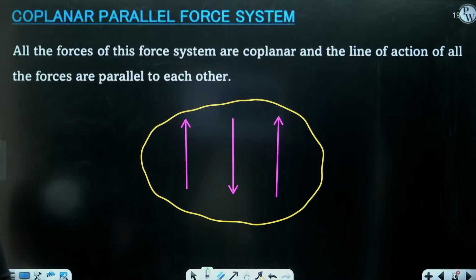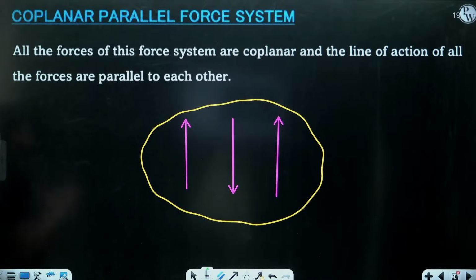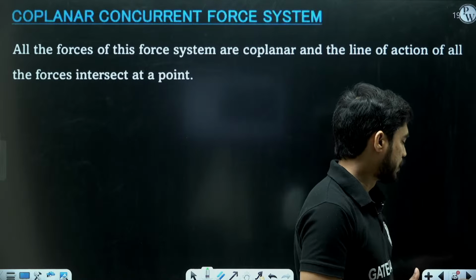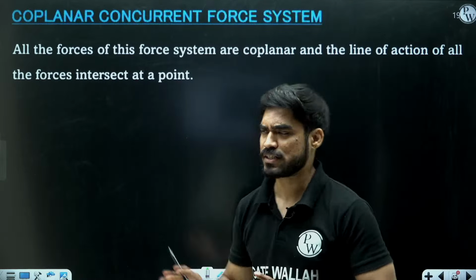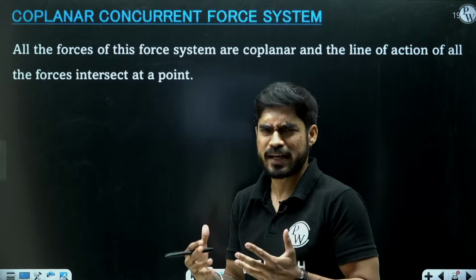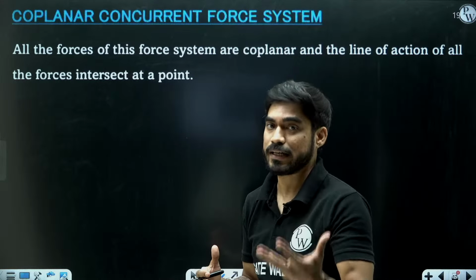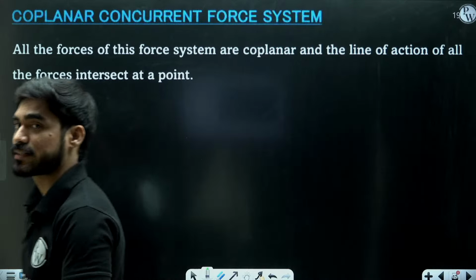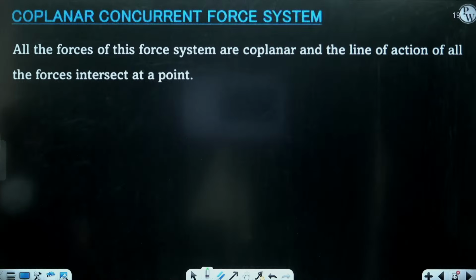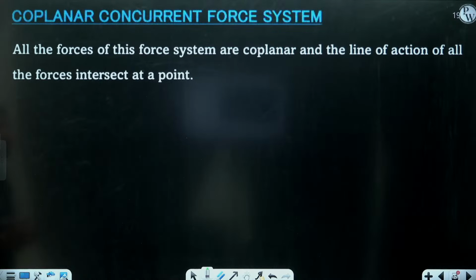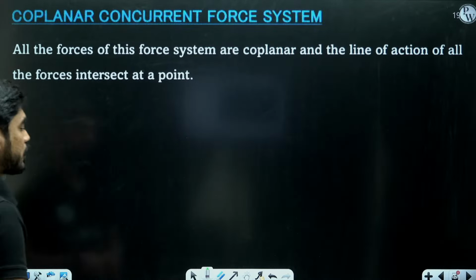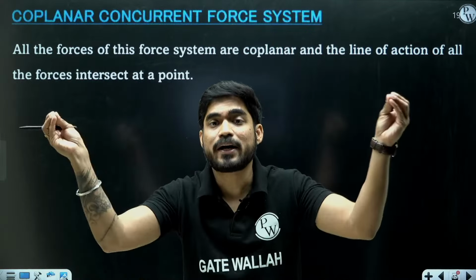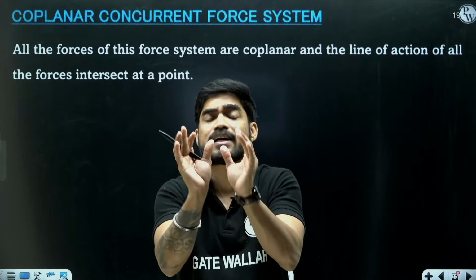Now let's move on to the next one, and this one is the most important force system because you will find most of your questions based on this force system. I don't know why. Maybe these questions are so interesting, that's why. Coplanar concurrent force system. Now what do we mean by coplanar concurrent force system? Concurrent means passing through the same point or intersecting at a common point.